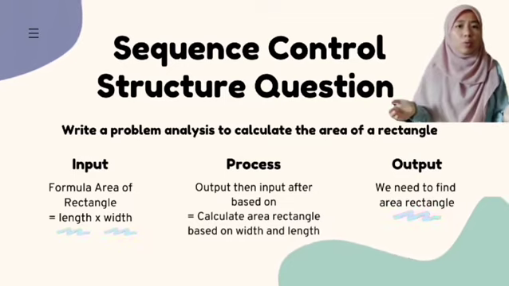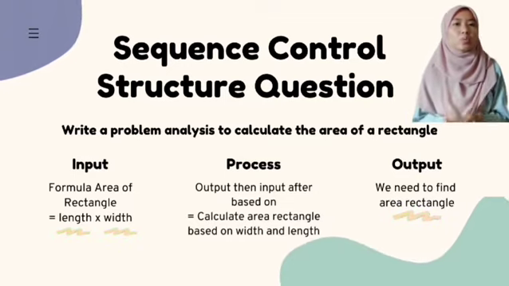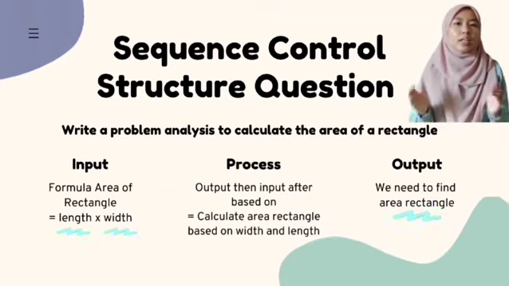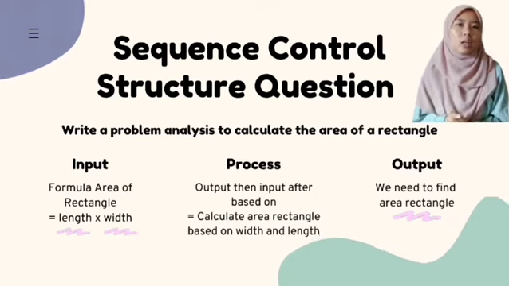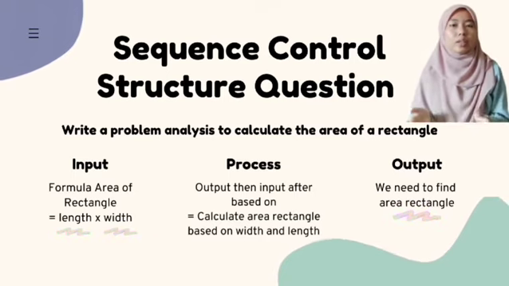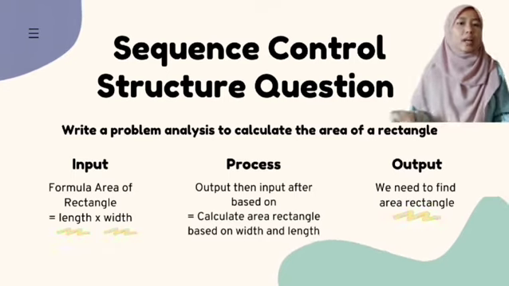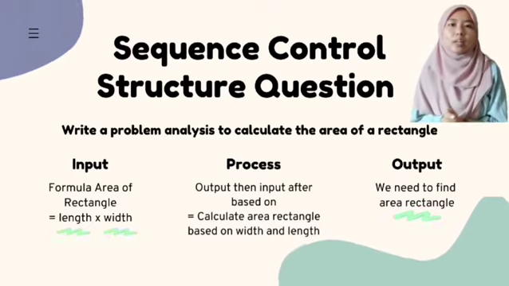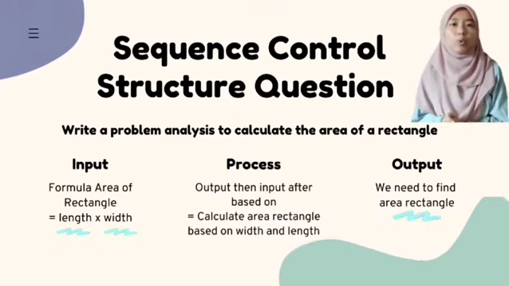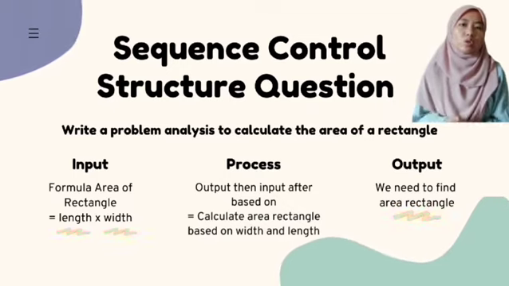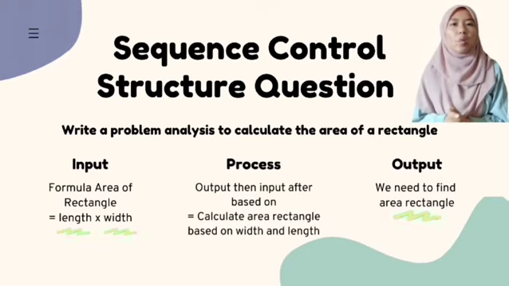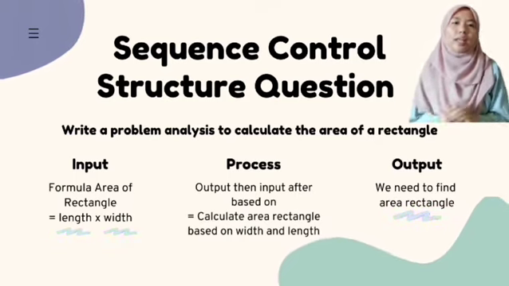Next, after we find our output, we have to analyze it, as we know the formula to calculate the area of the rectangle is width multiplied by length. So these two can be categorized as input. Then, for the last, we can easily create the process, as we know the output will be written after "calculate" and the input will be written after "based on". So in this question, we can write our process as: calculate area of rectangle based on width and length.